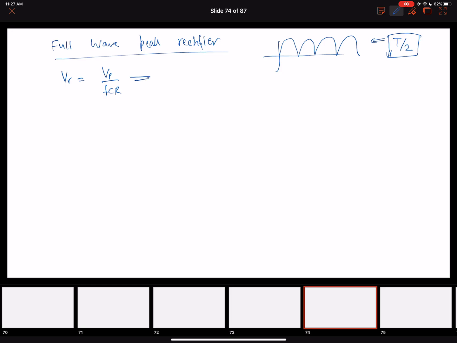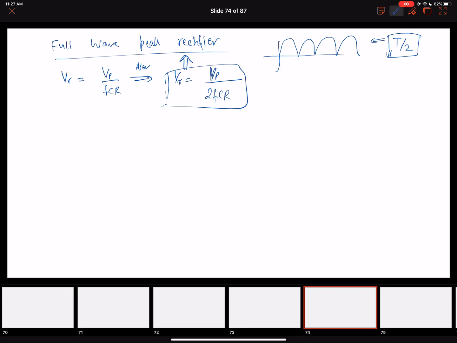So my new ripple voltage for this case will be Vp over 2fRC. Right, so it's this simple. If you have to find the ripple voltage for a full wave peak rectifier, the time period is essentially reduced to half, or the frequency doubles.